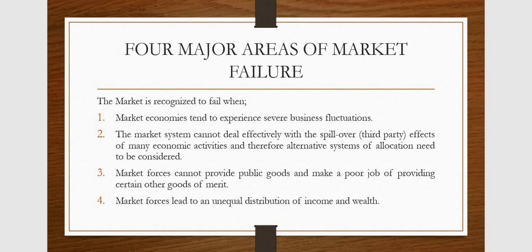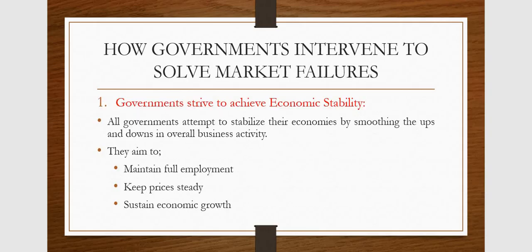So as we are moving on, we are going to look at the whole topic about market failure and how government also regulates market failure. So how government intervenes to solve market failure. And one, we are saying government strives to achieve economic what? Stability. And so that is the first thing we are going to look at.